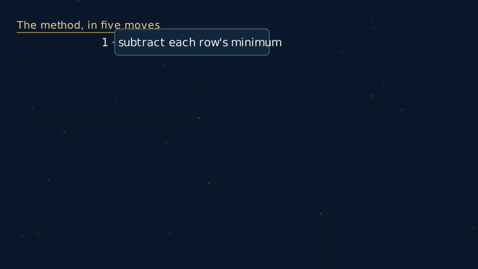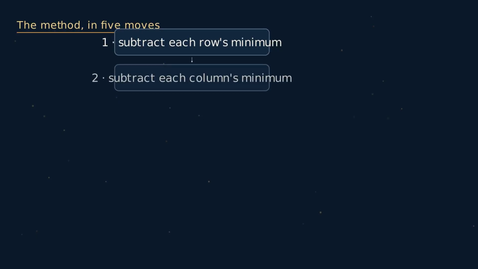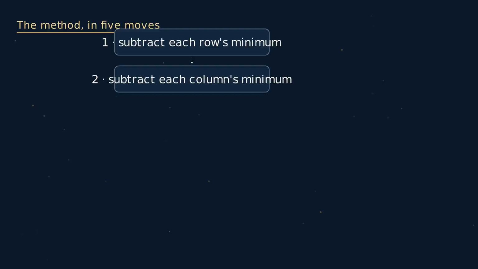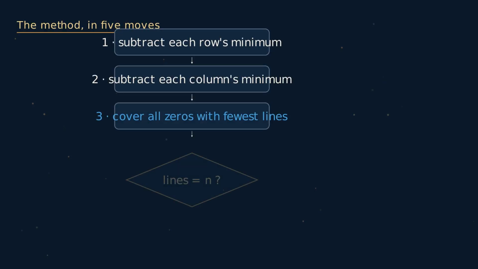Here is the entire algorithm, and it really is this short. First, sweep each row, subtract its smallest entry, so every row picks up a 0. Then do the same down each column. Now the clever test. Try to strike out every 0 in the table using as few straight lines as you can, each line covering a whole row or a whole column.